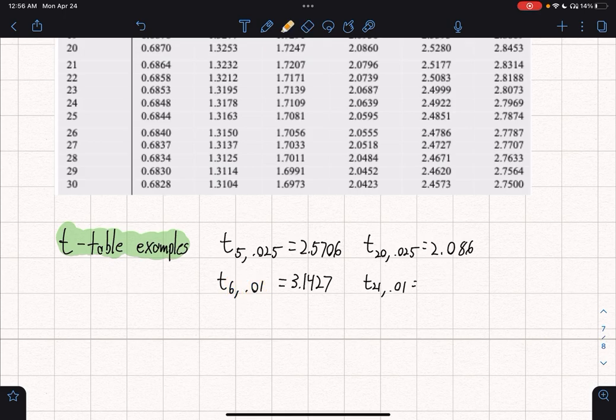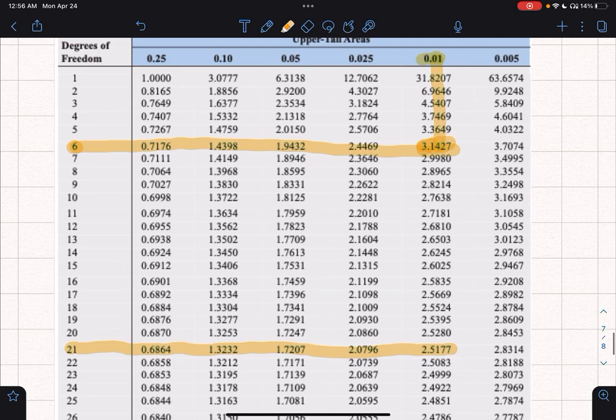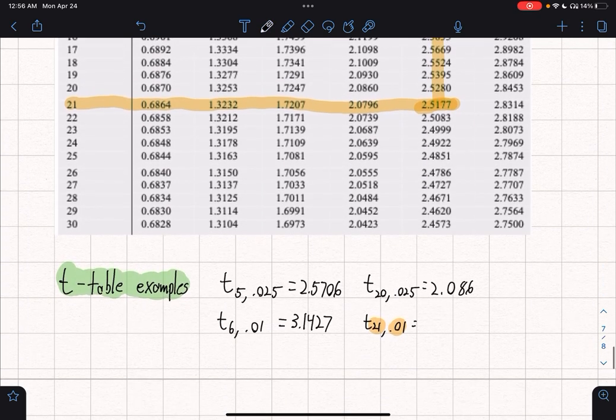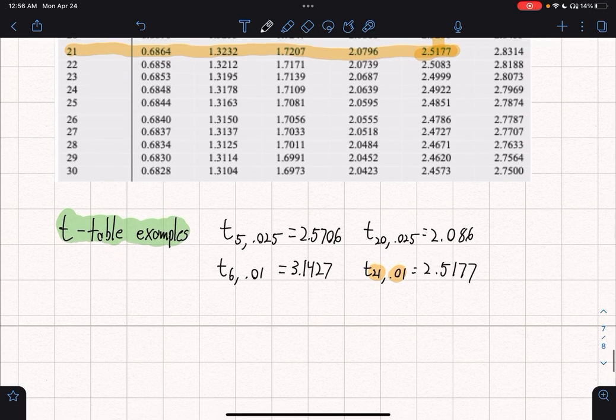Okay, last one. Now let's do t with 21 degrees of freedom, 0.01. So now I'm going to use this row, 21, go over, and I'm still using 0.01 for my tail probability. And I get 2.5177. And that's how we use the t-table.